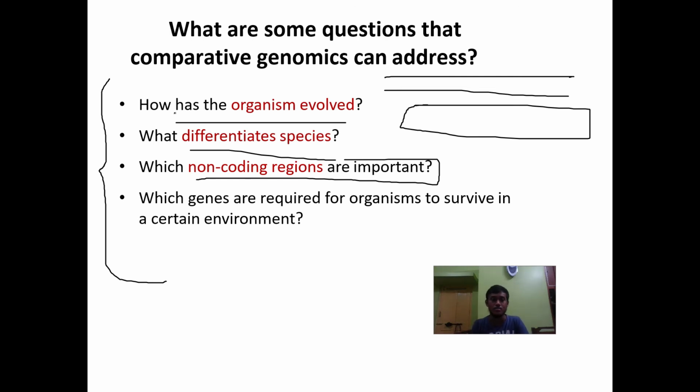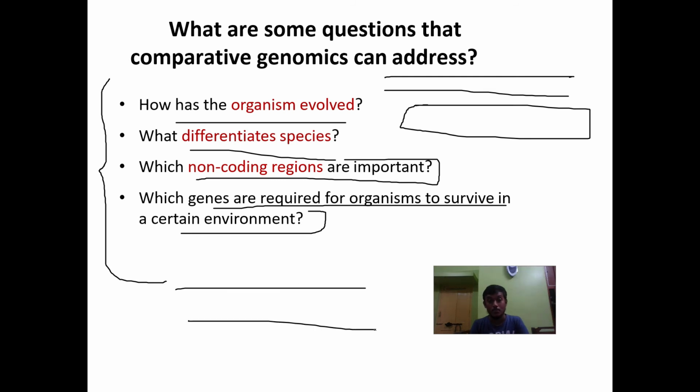Also, which genes are required for organisms to survive in a certain environment? From there we can find out the differences or similarities between the two organisms, and we can figure out which genes are essential for the organism to survive in a particular environment, and which genes are not very important for survival. So these are some of the questions that comparative genomics can solve.